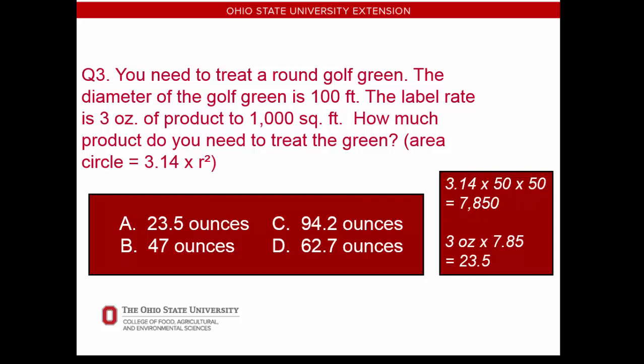Take a minute and try this calculation. If the diameter is 100, then the radius is 50. 50 times 50 times 3.14 equals 7,850 square feet. Divide 7,850 by 1,000 to find out how many units you have. There are 7.85 units of 1,000 square feet each in the circle. So 7.85 times 3 ounces equals 23.5 ounces needed to treat that circle. The correct answer is A.